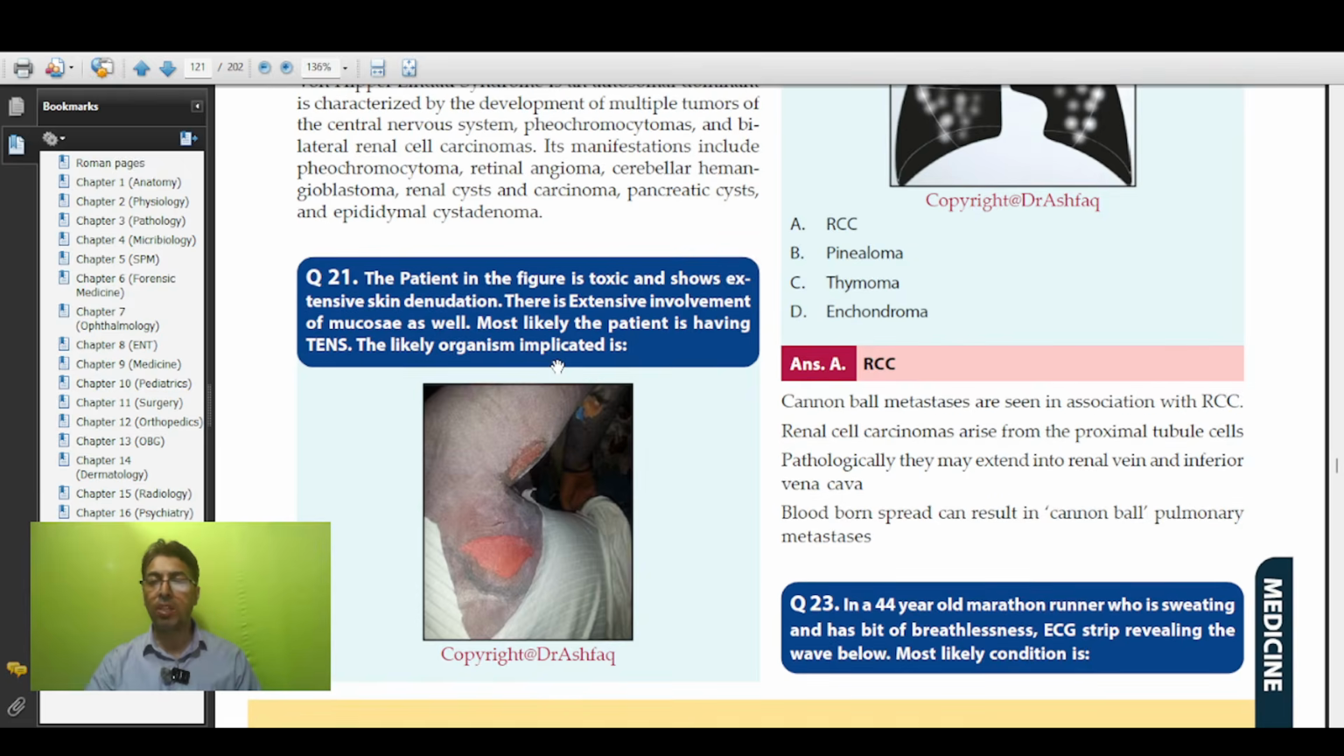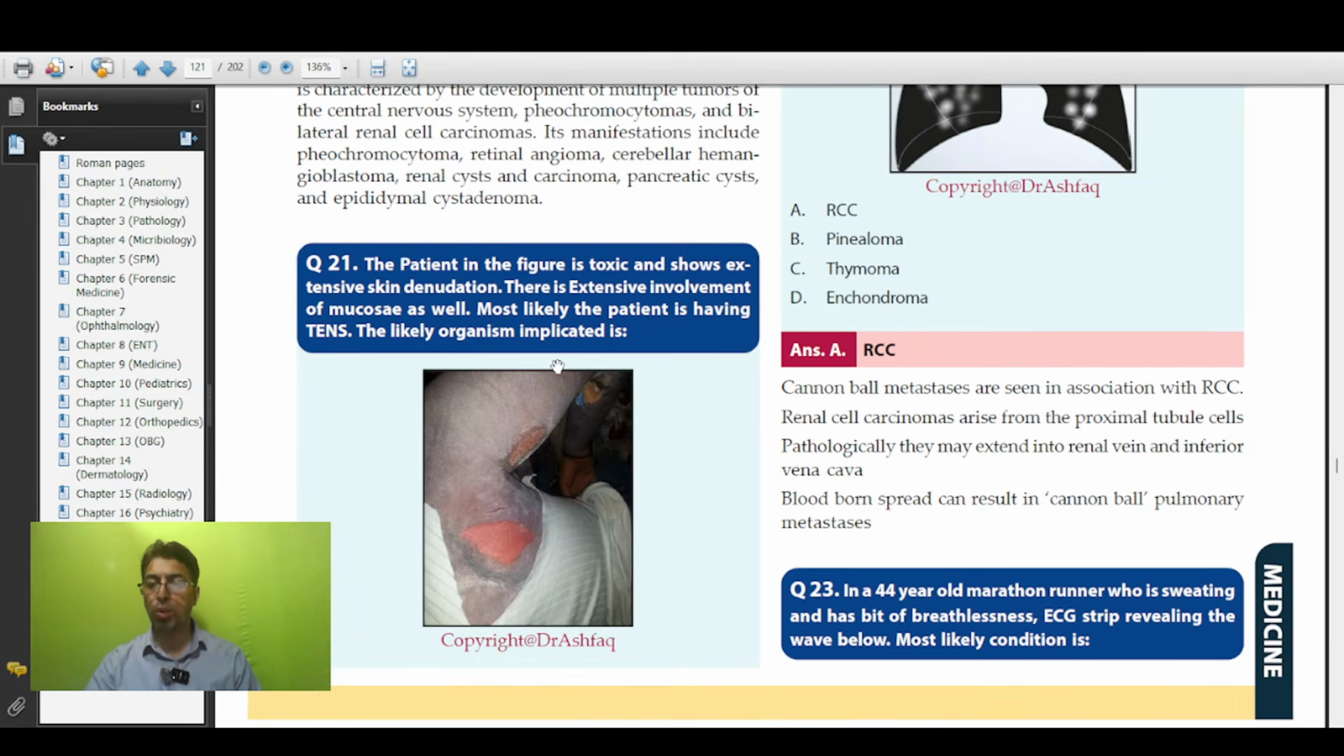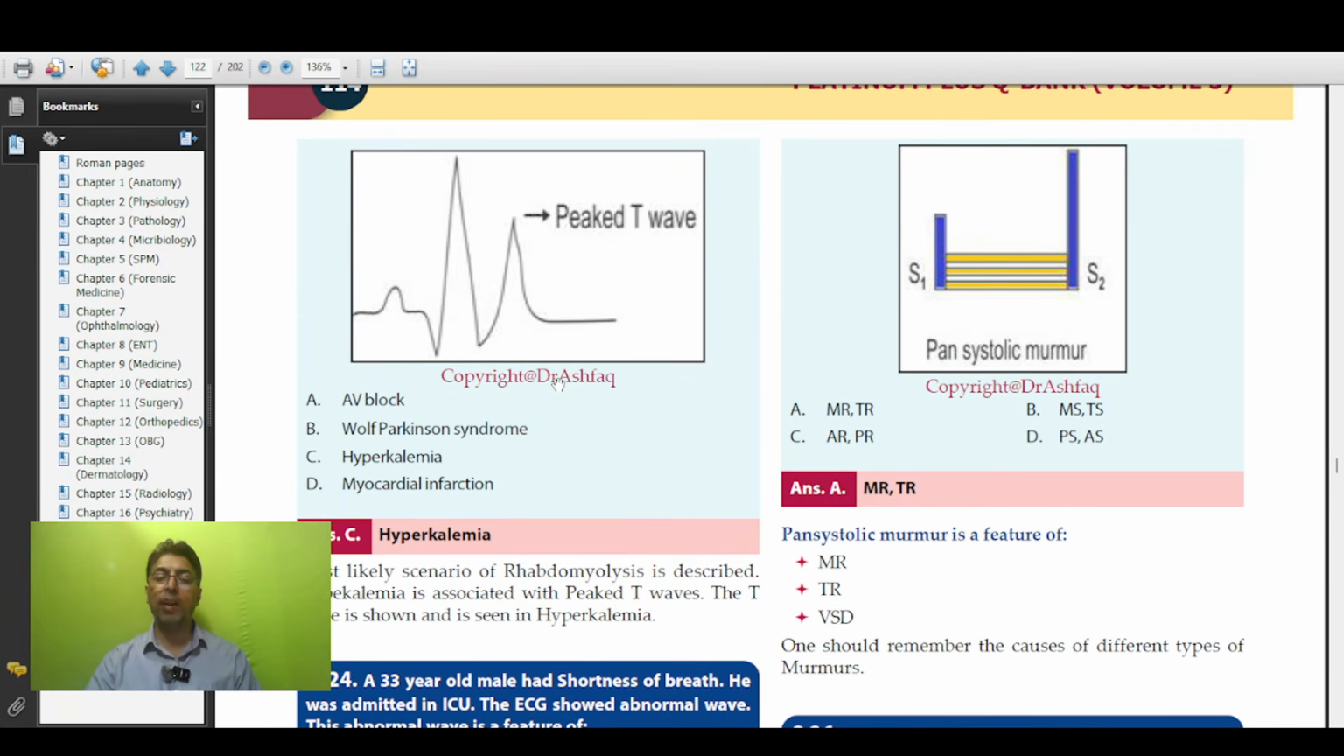So as far as the question goes, a marathon runner who is sweating. You can see that marathon runners, especially in long distance runs, that is what we mean by marathon, it is not a short distance run, usually develop hyperkalemia, increased potassium levels in their serum, and the characteristic finding of hyperkalemia is peaked T waves. So this is a very classic condition, peaked T waves seen in case of hyperkalemia.